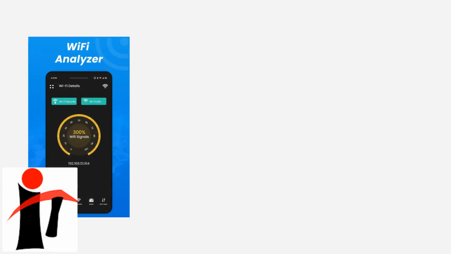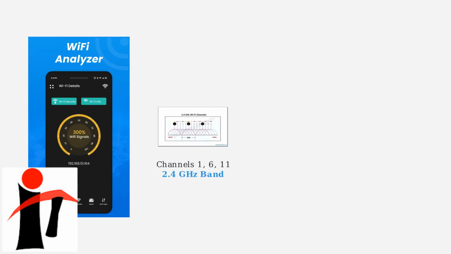For Wi-Fi channel congestion, download a Wi-Fi Analyzer app on your phone. Scan for available channels and identify less crowded ones like 1, 6, or 11 on the 2.4 GHz band. Access your router settings and switch to one of these channels to reduce interference from neighboring networks.